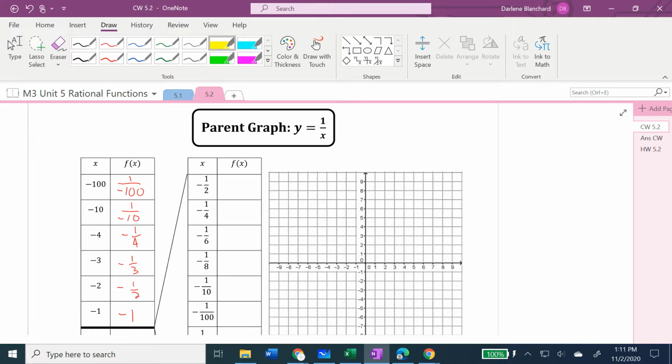And I'm going to start with negative 1, negative 1. Plot that point. It is an extremely important point. And now I'm going to go to when x is negative 2, plot negative 1/2. And then when I get over to negative 3, it's at negative 1/3. Then it's going to be negative 1/4, negative 1/5, negative 1/6, negative 1/7, negative 1/8, negative 1/9, negative 1/10.